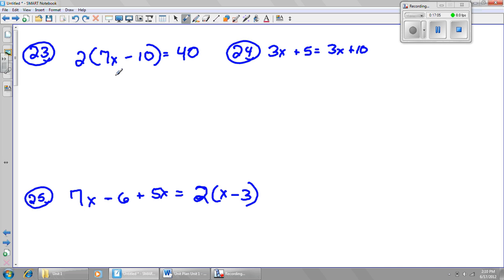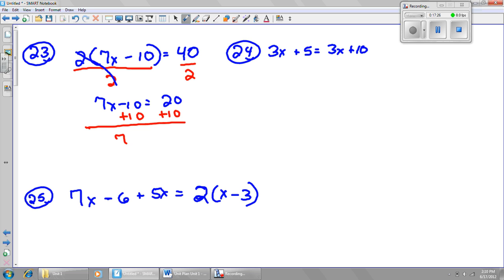I'm going to divide by 2 on this side, and I'll divide by 2 on the right-hand side. Okay, these will cancel, leaving 7x minus 10. 40 divided by 2 is 20, and look at that. It's a 2-step equation. Add 10 to both sides. Get 7x equals 30. Divide by 7, divide by 7.